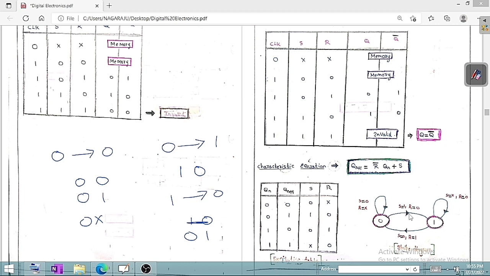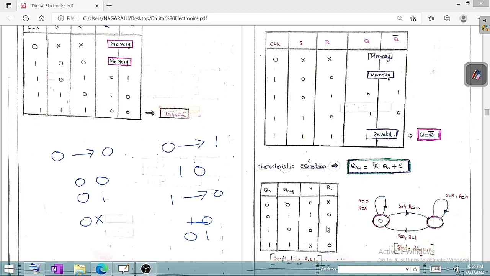You can see clearly from here. Suppose I want the output to change from 1 to 0. Then I have to give S equal to 0 and R equal to 1. Suppose I want the output to change from 1 to 1 only, then I have to give S equal to X and R equal to 0.